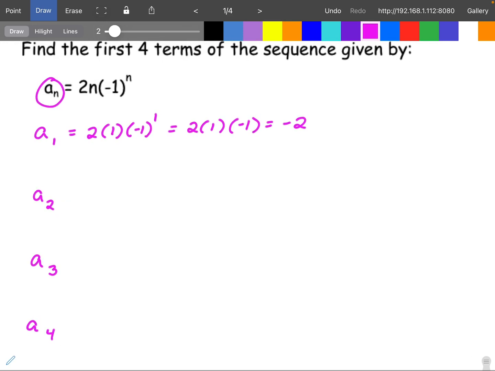So our first term is negative 2. I'm going to write that over here. We want to write it as a list. So negative 2 is our first term. Now we find our second term.